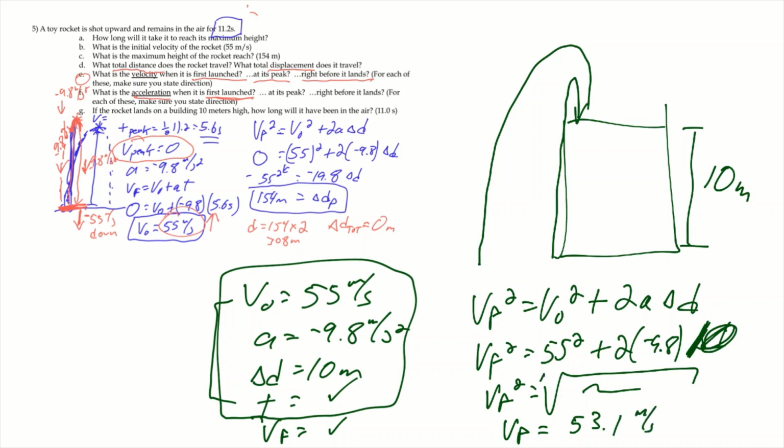Now remember, when you square root, it's a plus or minus. So if you look at our picture, clearly to land on the roof, it has to be on the way down. So we're going to make that minus 53.1.